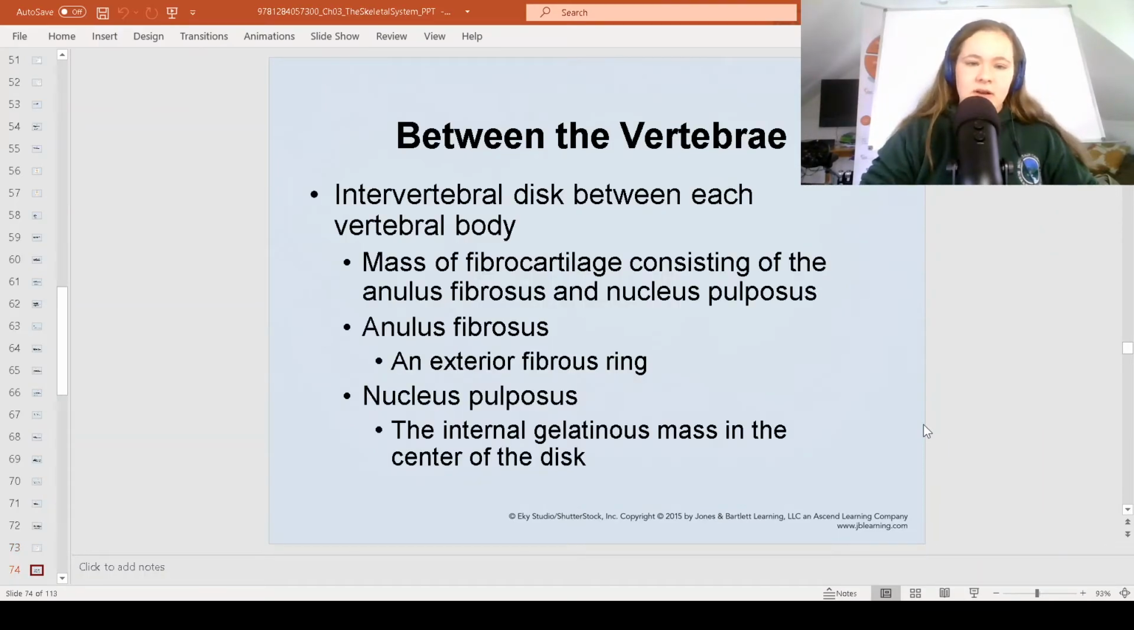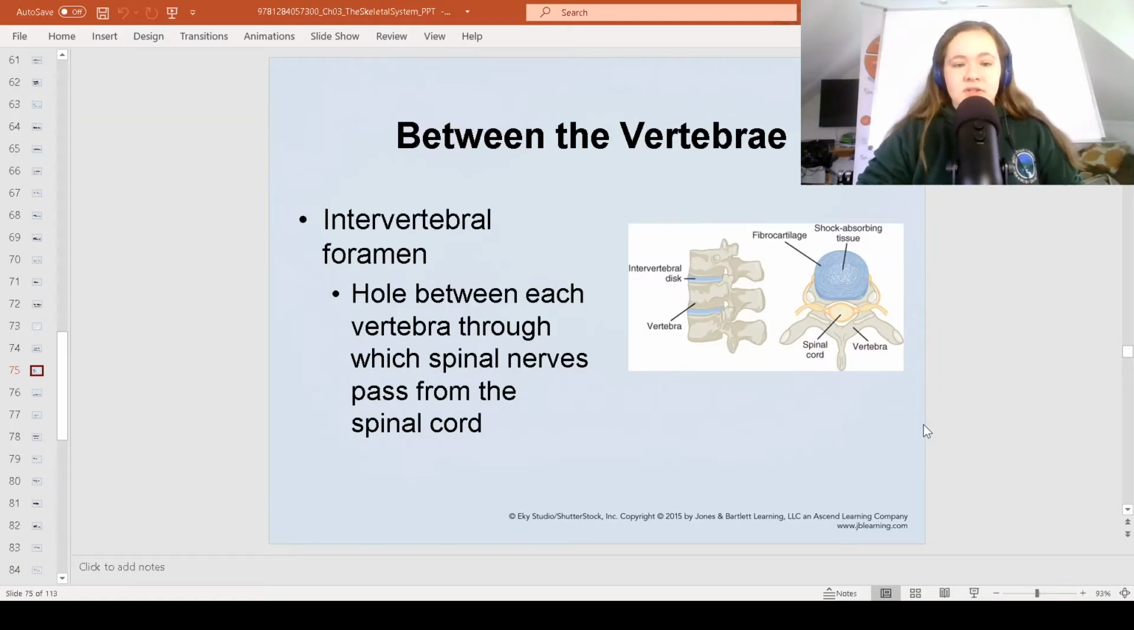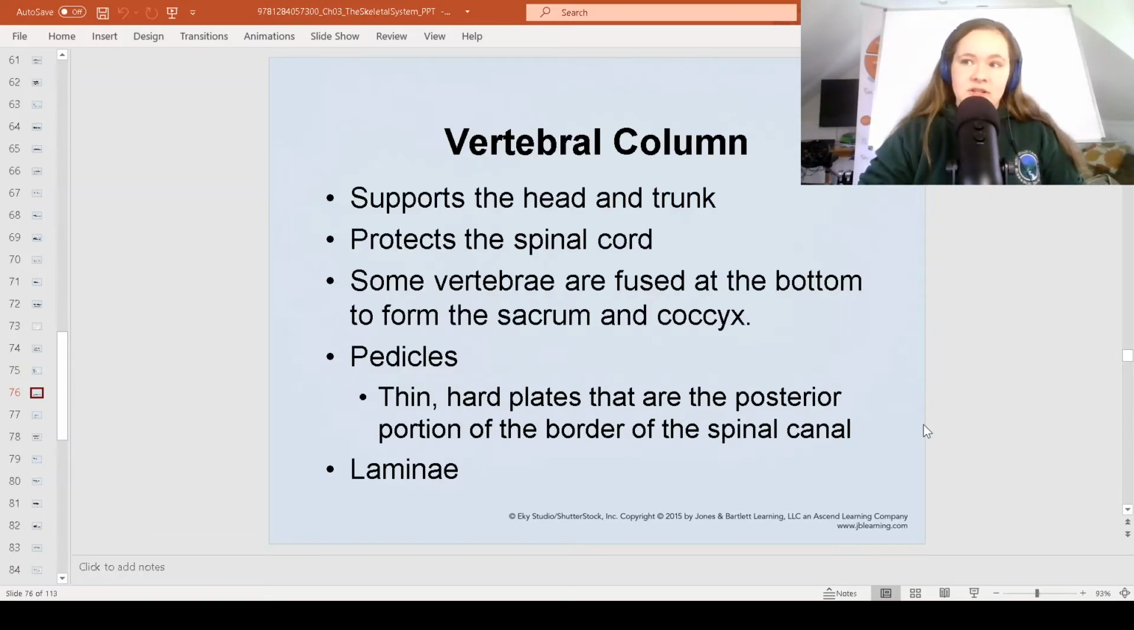Between the vertebrae, intervertebral discs between each vertebral body is the mass of fibrocartilage consisting of annulus fibrosus and nucleus pulposus. So annulus fibrosus is the exterior fibrosis ring, and nucleus pulposus is the internal gelatinous mass in the center of the disc. Intervertebral foramen is the hole between each vertebrae through which spinal nerves pass from the spinal cord. Remember, the intervertebral disc is also what is known as a joint.